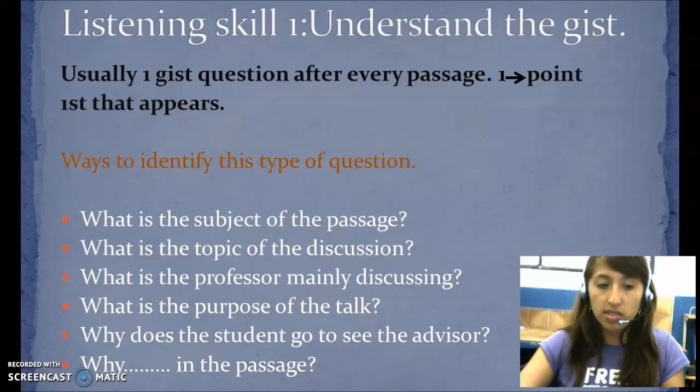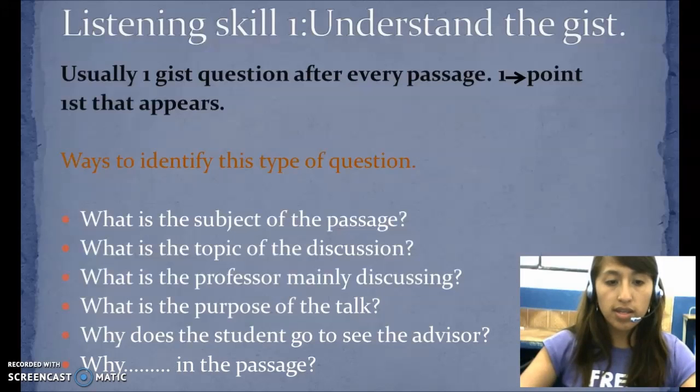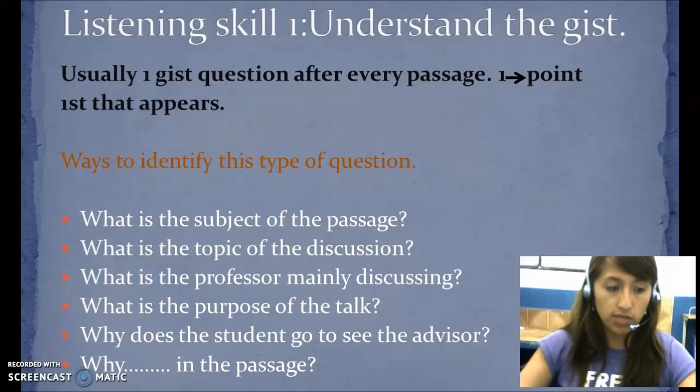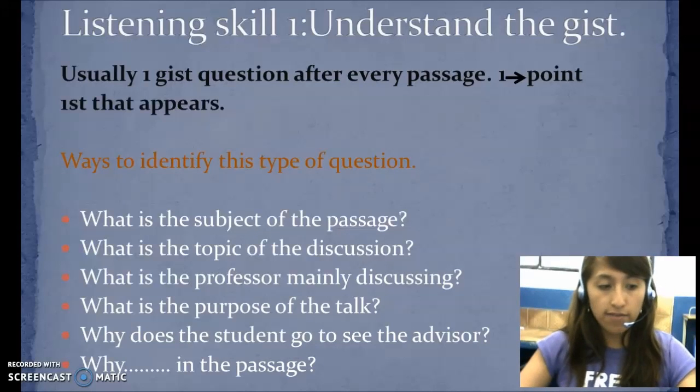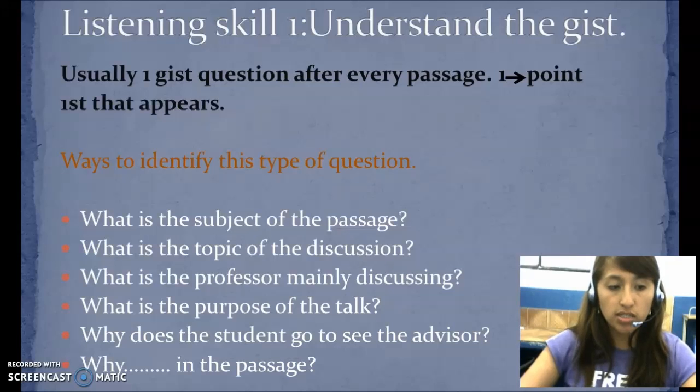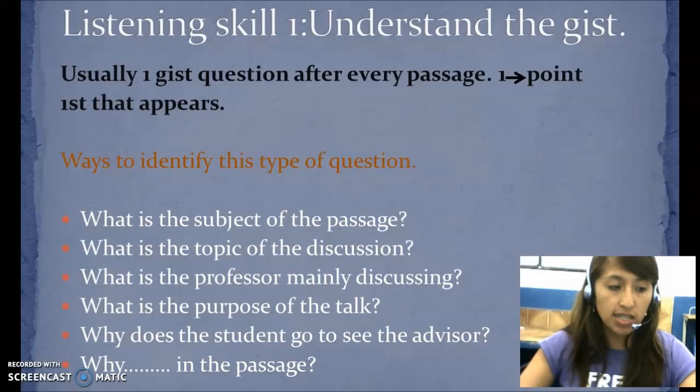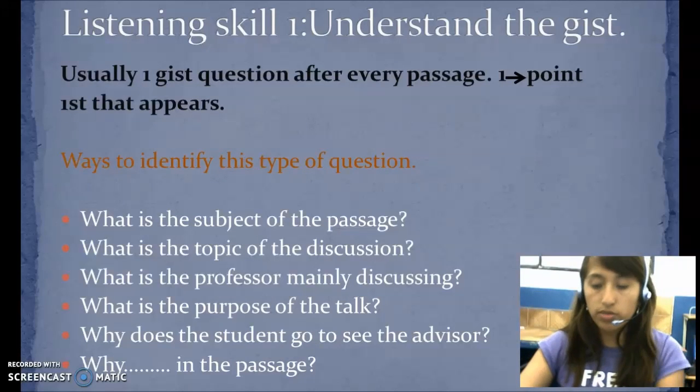Furthermore, it is important that we know how to answer this type of question. One suggestion is to listen carefully to the beginning of the passage to develop an initial idea about the gist of the passage. Now we are going to see an example.